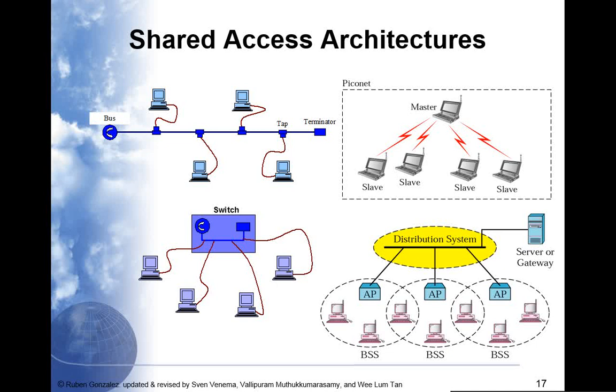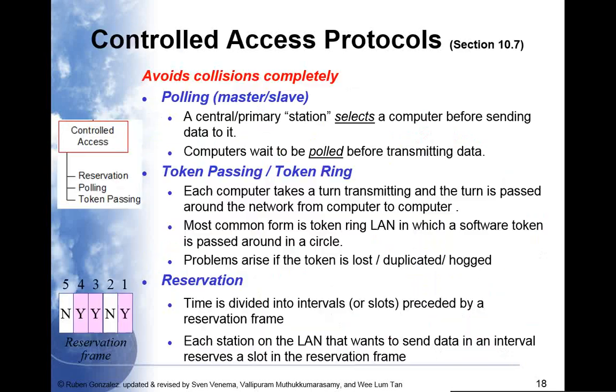There's something called a Piconet, which looks like a wireless kind of environment with those laptops there. There's a master and slave model there as well in that Piconet example, right? So maybe there's one big machine or one boss who coordinates everything. And then there's a distribution system with access points and servers, a more complicated system. They're all shared access architectures, and they all need to coordinate how and when people can use that shared medium.